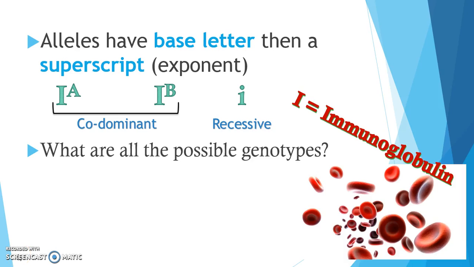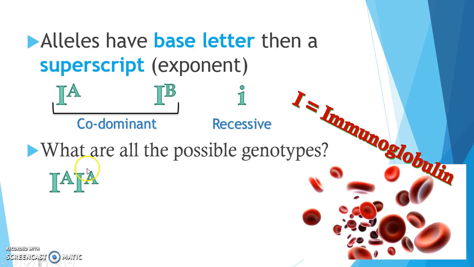So we use I because I stands for immunoglobulin, and that's representing the red blood cell. Now, we just learned that you will only inherit two possible alleles for a genotype. So to figure out the 6 different possible genotypes, all you have to do is make 2 allele combinations of these 3 letters. That's it.